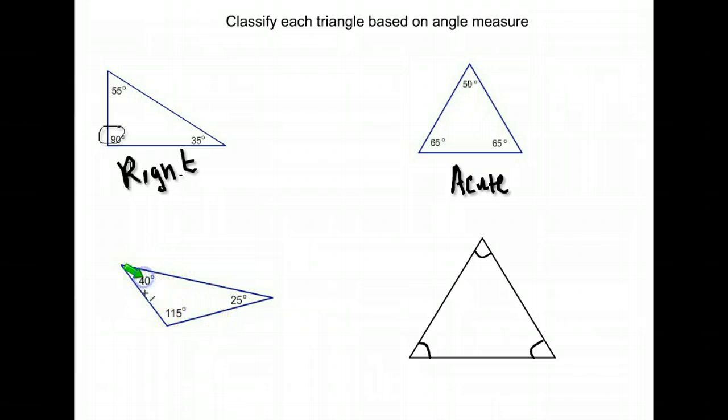Okay, so notice we have an acute angle. Again, acute means less than 90. There's another acute angle, and this one, notice, is an obtuse angle. It's greater than 90 degrees. If you have one obtuse angle, it makes it an obtuse triangle.